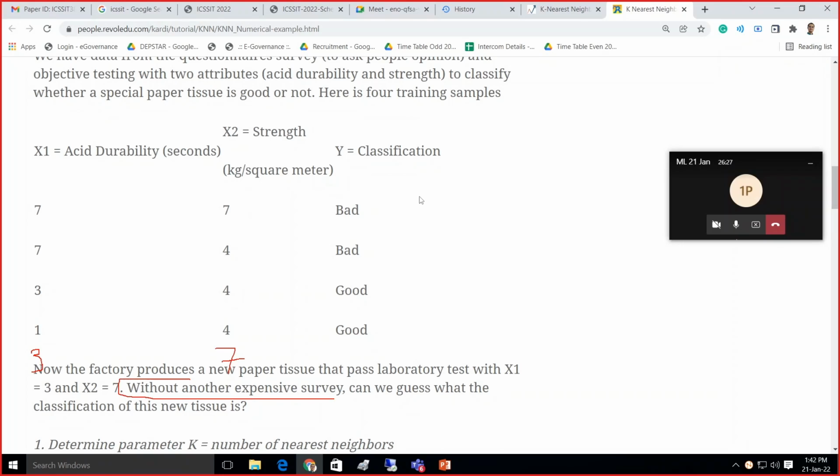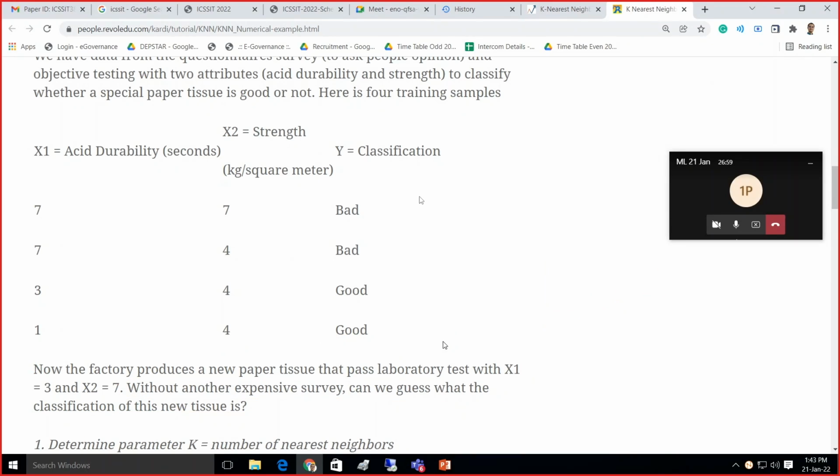So you can see this is an advantage of machine learning. Without another expensive survey, can we guess the classification of the new tissue? Here we have a question mark. So x1 equal to 3, x2 equal to 7, and here we have a question mark. This is what we want to classify. So how can we do it with the KNN algorithm?